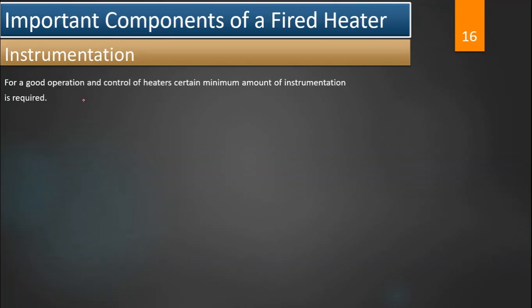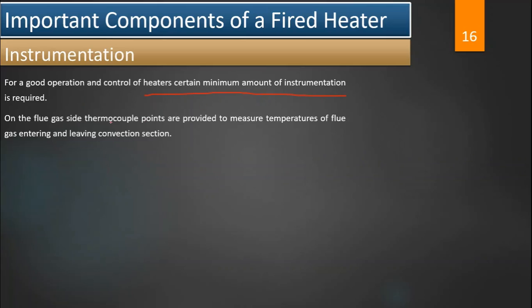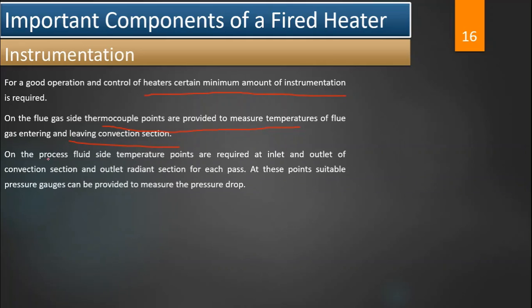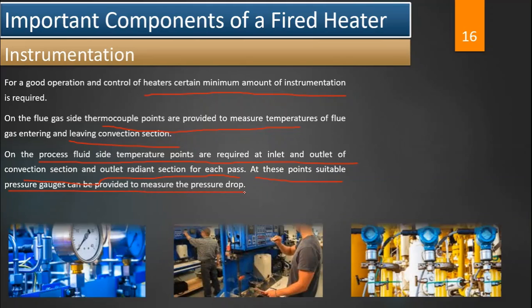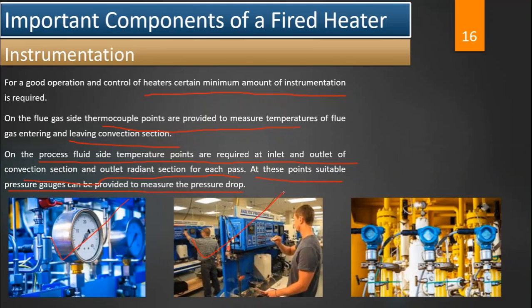Instrumentation, this is the last one. For good operation we need minimum instrumentation. For example, on the gas side, thermocouple points are provided to measure the temperature of the flue gas entering and leaving the convection section. Process fluid side temperature points are required at the inlet and outlet of the convection section and the outlet of the radiation section of each pass. At these points, suitable pressure gauges can be provided to measure the pressure drop. These are the important things that are required. These are a few instrumentation diagrams.